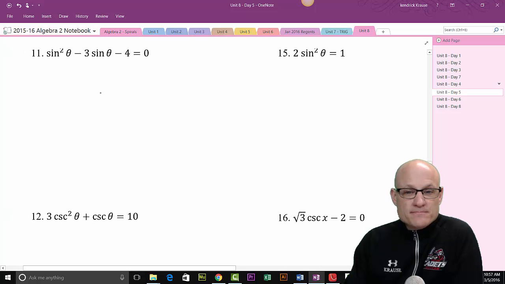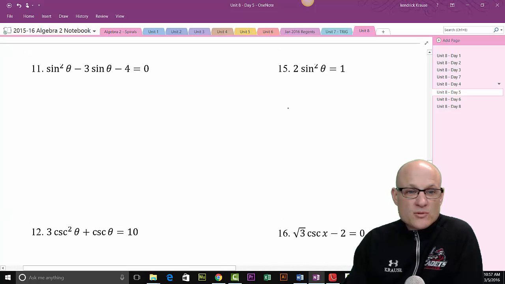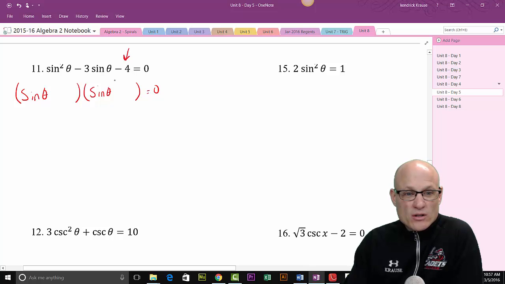Let's go with 11. We got to factor. So I get sine of theta, sine of theta. They got to multiply to -4. So that would be -4 and +1. Those multiply to -4 and they add up to -3. All right, hard part's over.